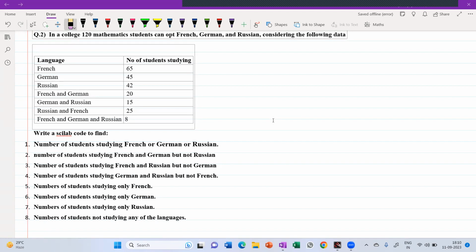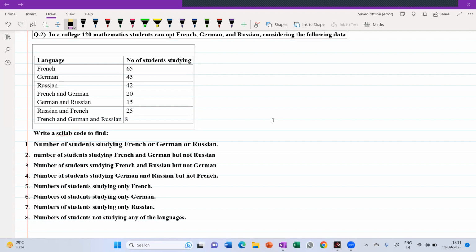So there can be students who have taken two languages. There can be students who have taken all the three languages. So all those students will come over here, but remember, they will be counted only once. The second question says the number of students studying French and German, but not Russian. So here they're asking how many students have taken only French and German, no third language Russian.